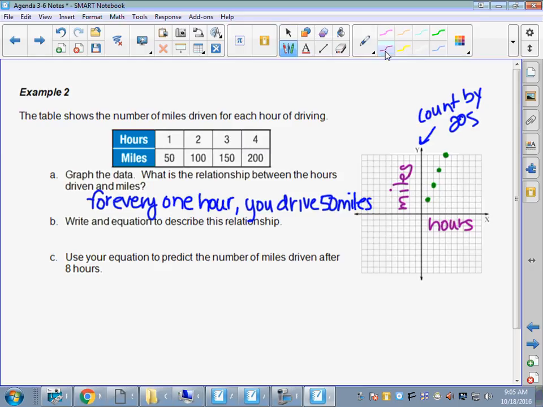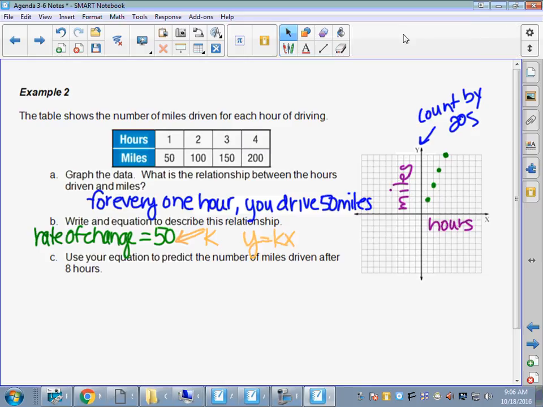Well, didn't we just say the rate of change equals how many miles do we go for every hour? Our rate of change is 50. Well, that's also our k value, right? Rate of change, constant of variation, slope. We could look at that equation and see that the slope is 50. We rise 50 and we run 1. So we could say that our equation, if we start off with y equals k times x, we put that 50 in for the k, so our equation is y equals 50x.